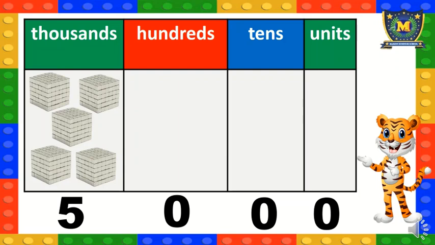Now, is our answer final? Yes, you're right, it's not. What's missing? It's the comma. Now let's see the value for each digit.